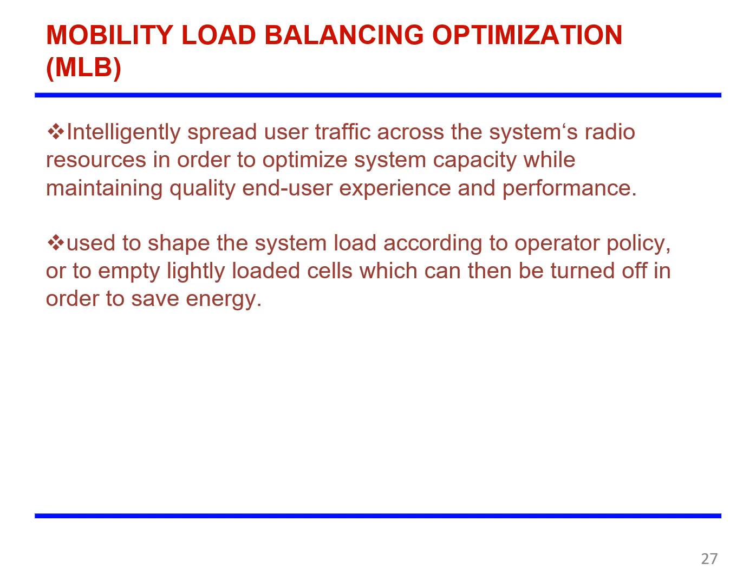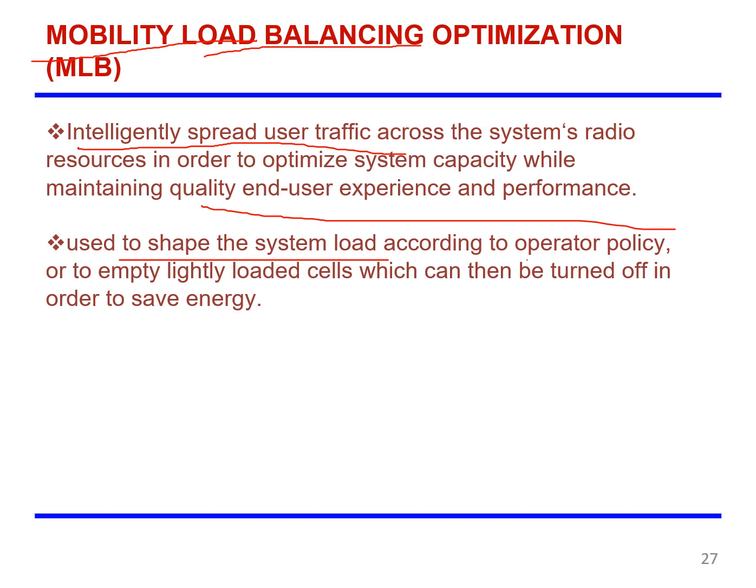Another important feature, as we have seen, is MLB in SON, mobility load balancing optimization, which is also very important. Wherever you have low load node Bs, they try to compensate the congested eNode Bs. This will be performed intelligently. It will spread the user traffic automatically based on the available resources. And obviously, the end user experience and performance will increase. So, the shaping of the system load will be done automatically, as per the operator policy, as per the algorithm you define.